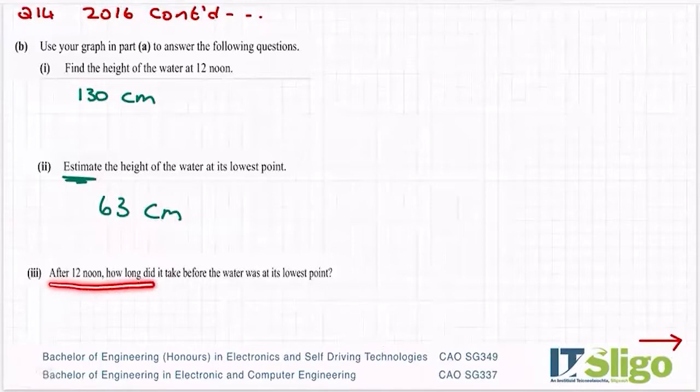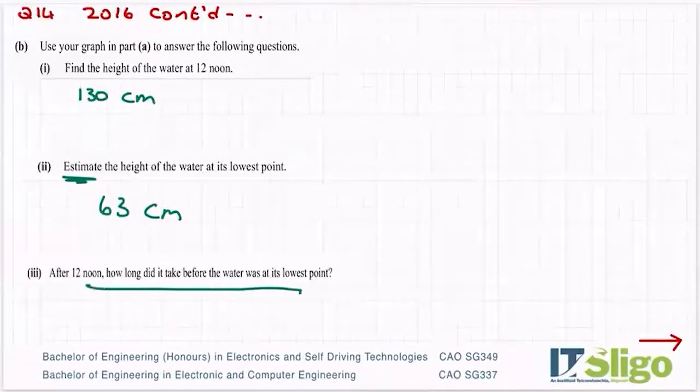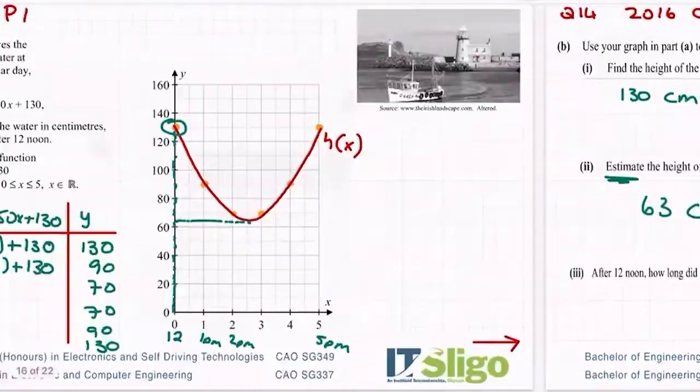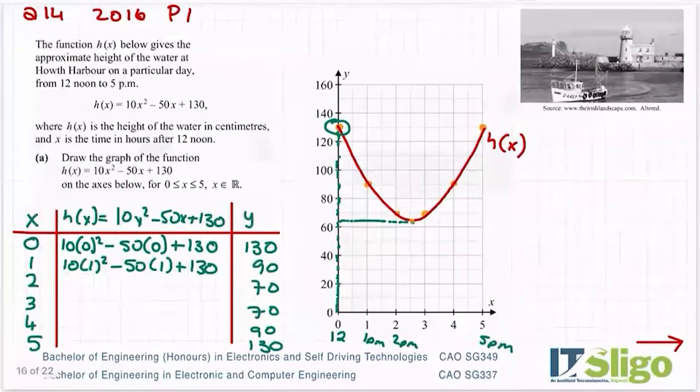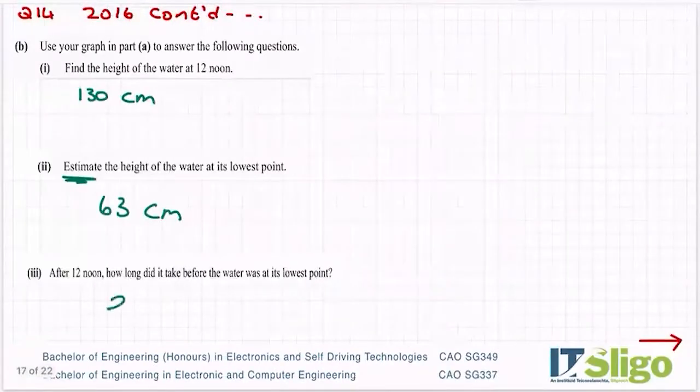After 12 noon, how long did it take before the water was at its lowest point? Okay, so now it wants the time for when the water is at its lowest point. Okay, so that's its lowest point. Let's come down to the time axis, and look, it's halfway between 2 and 3. So we would say 2:30 p.m.